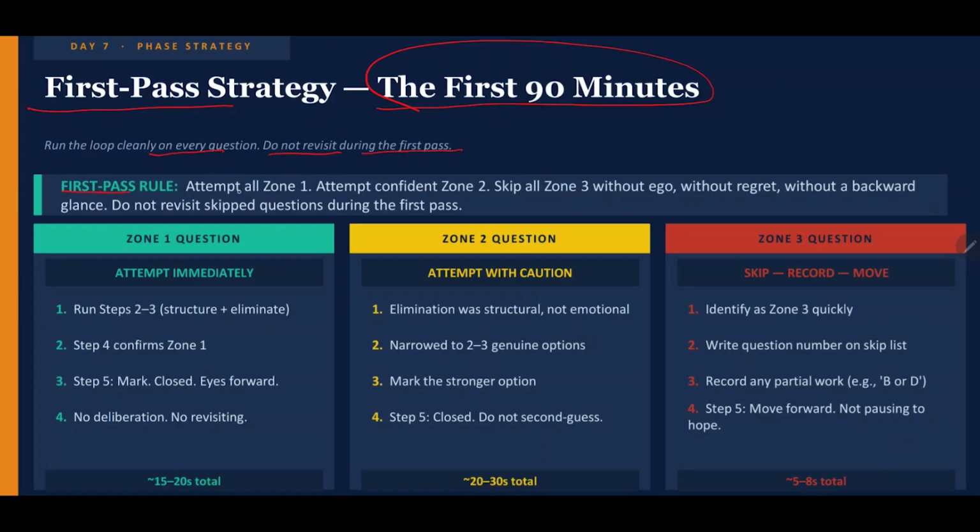First pass rule. Attempt all zone 1. Attempt confident zone 2. Skip all zone 3 without ego, without regret, without a backward glance. Don't revisit skipped questions during the first pass. Okay? So, zone 1 question, immediate attempt. Run step 2, step 3. Step 4, confirm zone 1. Step 5, mark, closed, eyes forward, no deliberation, no revisiting. 15 to 20 seconds total.